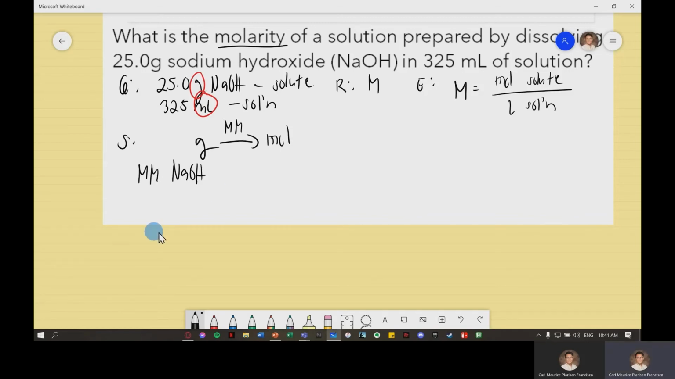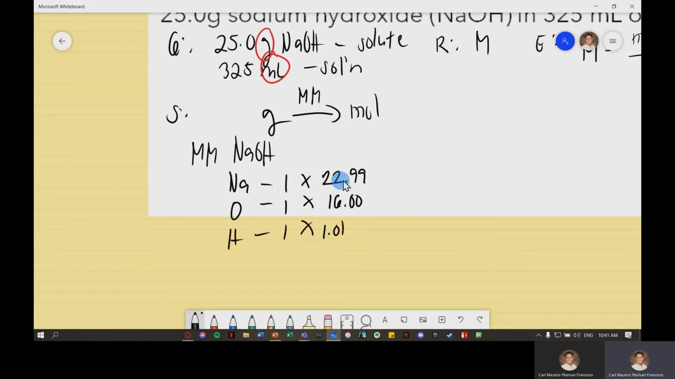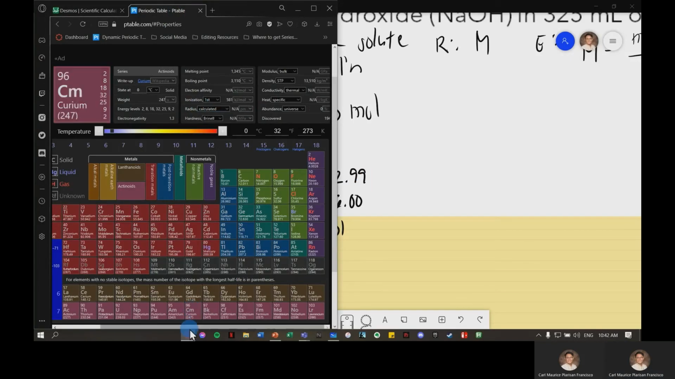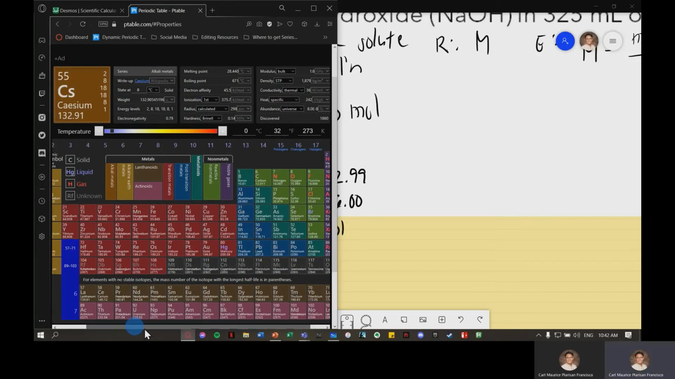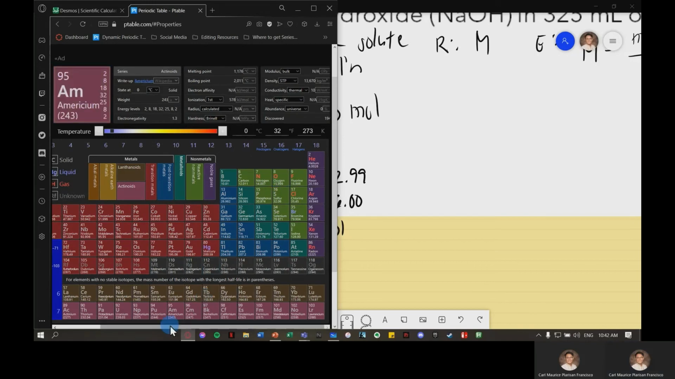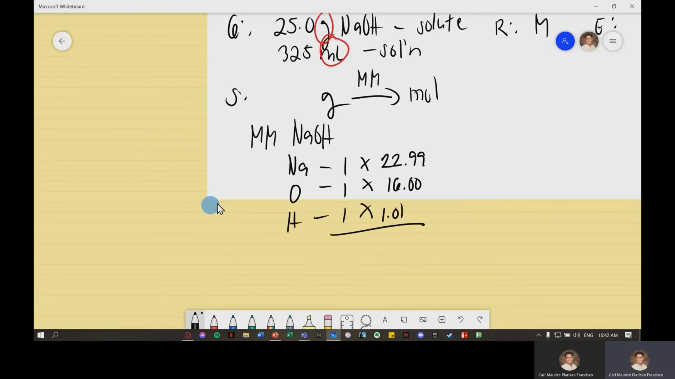Now since there is no molar mass provided for sodium hydroxide, I'll be computing it from scratch. One atom each according to the formula, and then multiply them by their atomic mass. You can find the atomic masses of each element on your periodic table. For sodium, it's 22.99 as I've written. Oxygen 16.00, hydrogen 1.01. Input this in the calculator.